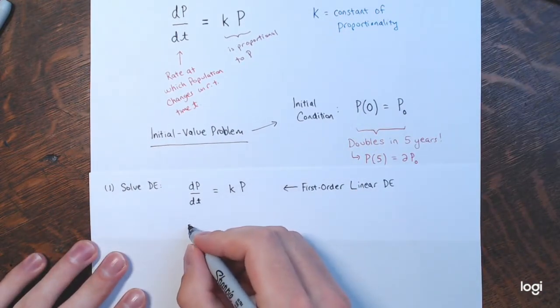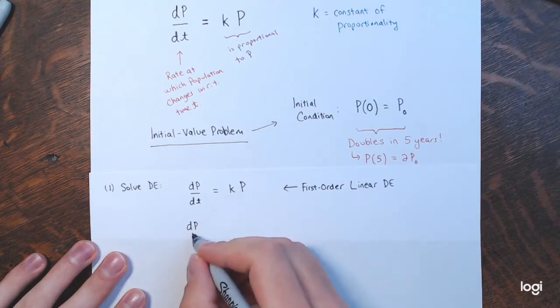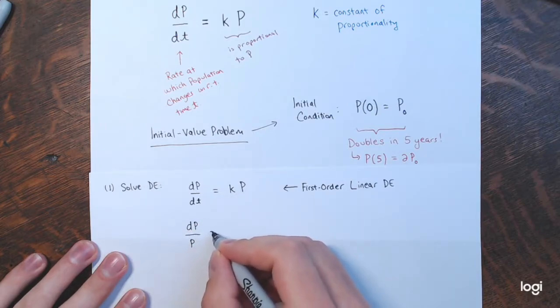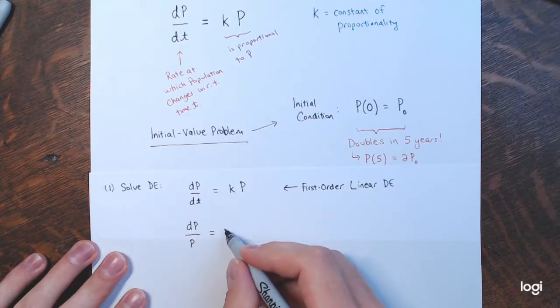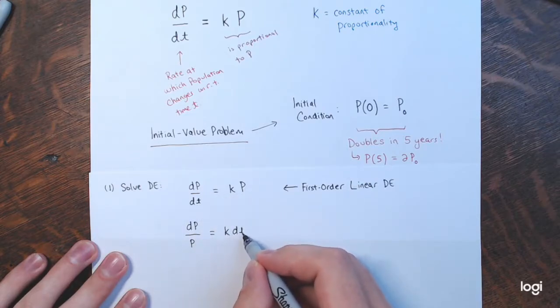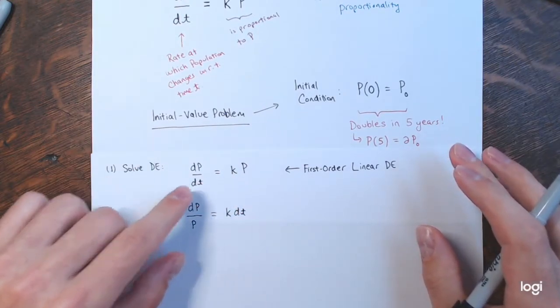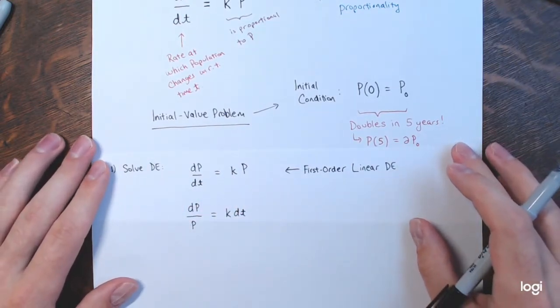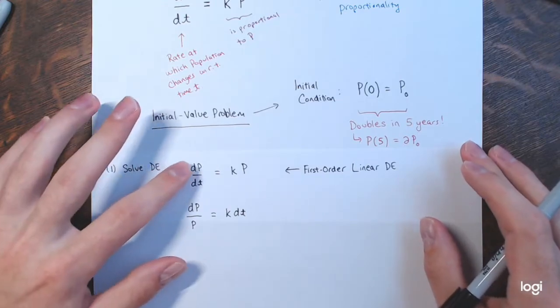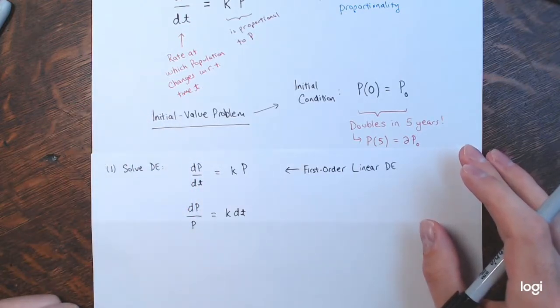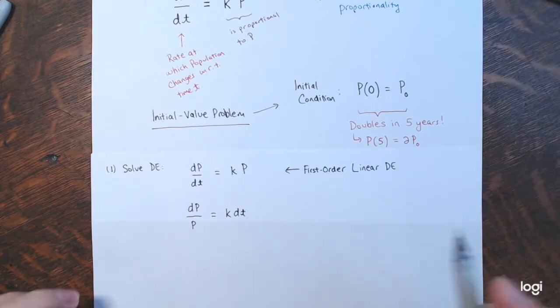Right? Put the p's on one side. You get dp over p equals k times dt. Separate, and again, this manipulation. Remember, you can only do this kind of manipulation, treating these quantities like a fraction, with first order differentials. Then I integrate both sides.